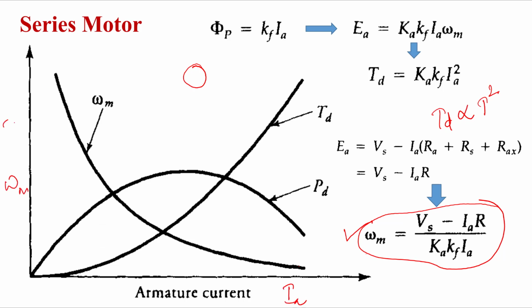If I now take developed torque versus armature current, because it is proportional to the square of armature current, it will become an exponentially increasing curve, right? So you can say it is I squared torque. Similarly, PD: what is PD? PD is equal to Ea omega m, or else I can write it as Ea Ia, or TD omega m. So from this equation I can find this type of characteristic, right?